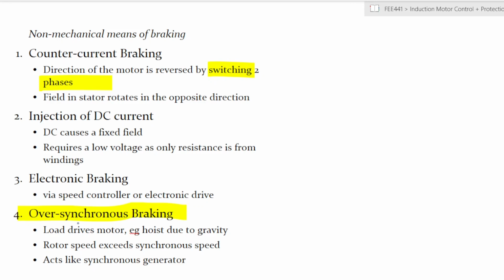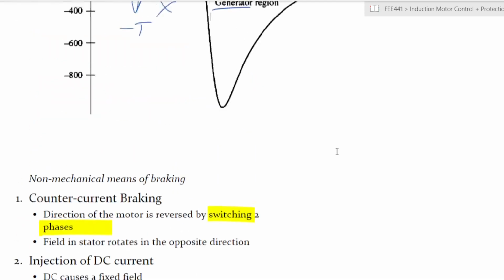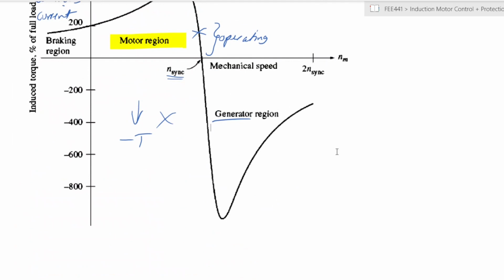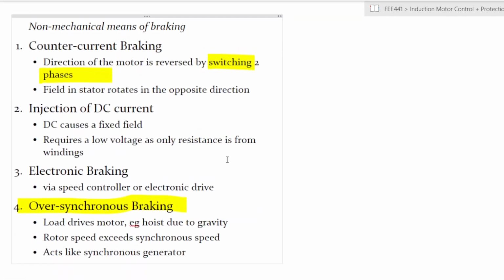In that way, because the load is applying the power, you then don't need your machine to be driven by the supply voltage, and eventually the load's energy will dissipate and reduce to zero. So it is almost as if the speed goes down to zero from a negative value until it reaches that zero we're talking about. So that is over-synchronous braking, whereby the load drives the motor.